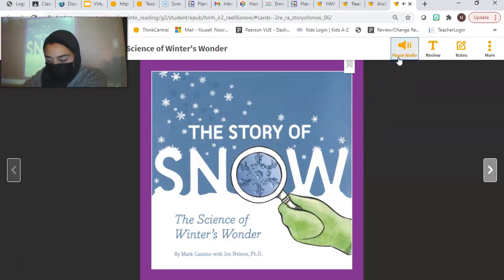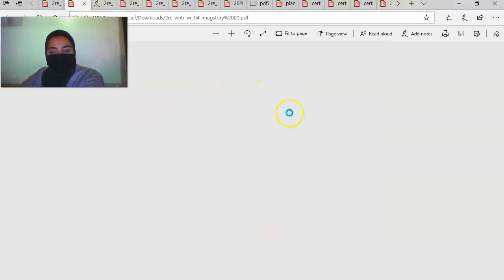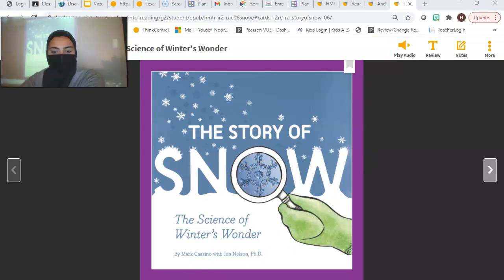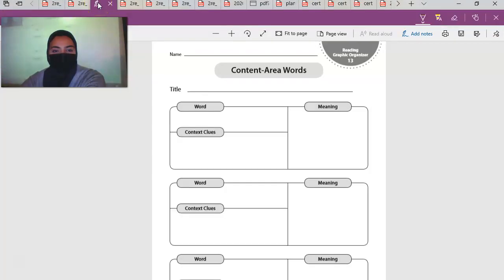The Story of Snow: The Science of Winter's Wonder, by Mark Cassino with Jon Nelson, Ph.D. All right. So, Miss Yusuf, what are we writing where it says title here on our graphic organizer? It says title. What do we write there? We write The Story of Snow, so go ahead and write The Story of Snow in your graphic organizer.